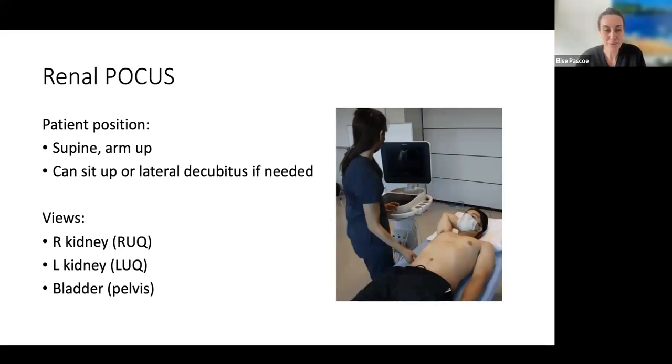So, renal point of care ultrasound. So how do we do it if we are going to do it? I'm just going to talk you through doing that. And I think it's actually reasonably straightforward.